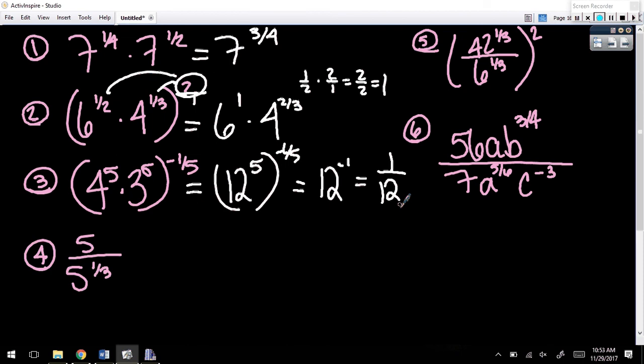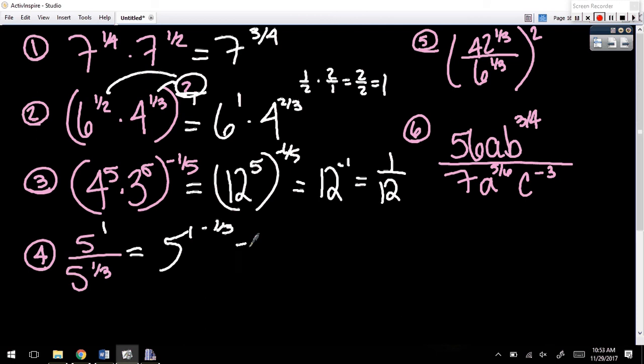Alright, number 4. I don't see an exponent on the top 5. What does that mean? Leave it like this. So if I have the same base and I'm dividing, what do I do with those exponents? Subtract them. So what is 1 minus 1/3?